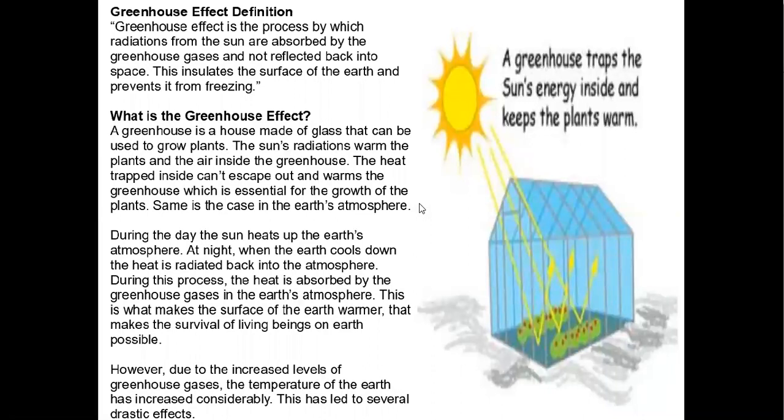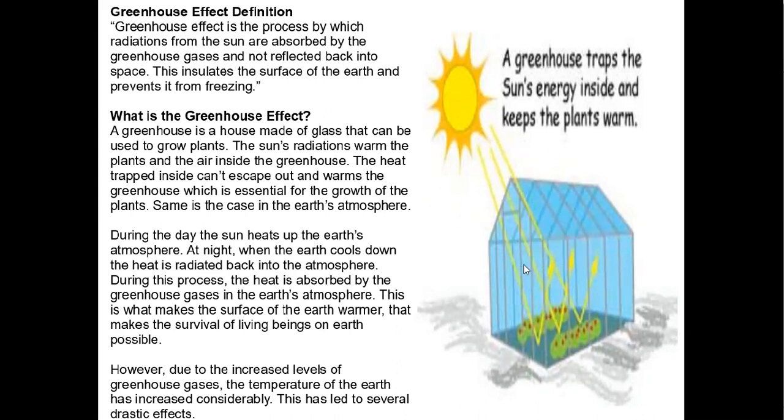Definition of greenhouse effect: greenhouse effect is the process by which radiation from the sun is absorbed by the greenhouse gases and not reflected back to the space, reflected back to the atmosphere. And this insulates the surface of the earth and prevents it from freezing. And you can see here the greenhouse and how the sun's solar energy comes to this greenhouse and cannot radiate it back from this house.